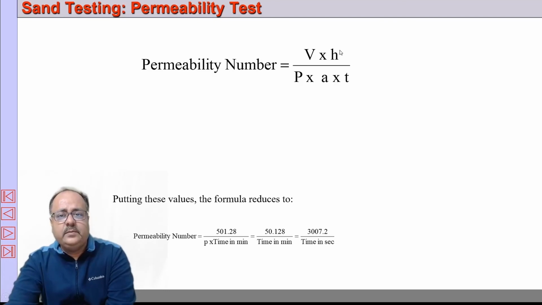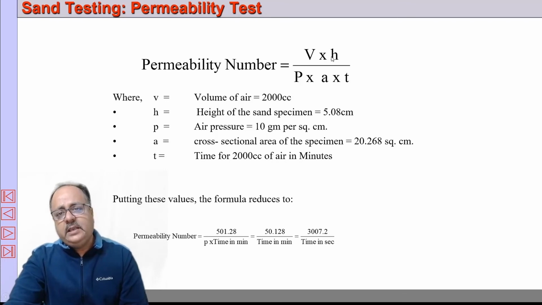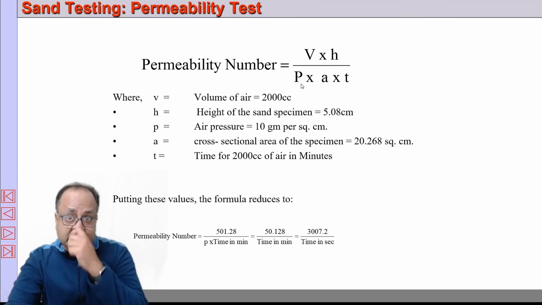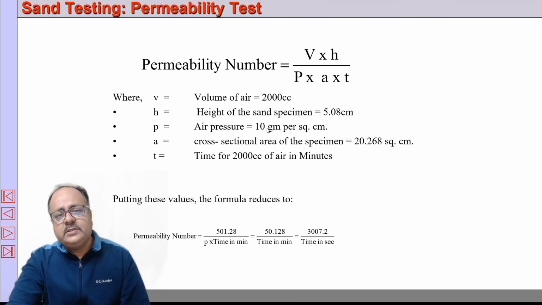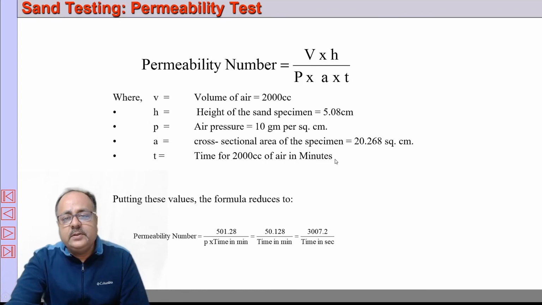So this is the formula that we'll be using. V is the volume of air, V into H, where H is the height of the sand specimen, that is 5.08, and P is the air pressure, which let's say we take around 10 gram per centimeter square, and A is the cross-section area of the specimen, which is pi by 4 d square, that is pi by 4, 5.08 square, which gives you 20.268 square centimeter. Time is in minutes, remember in this formula it is in minutes. So we measure the time that is required.